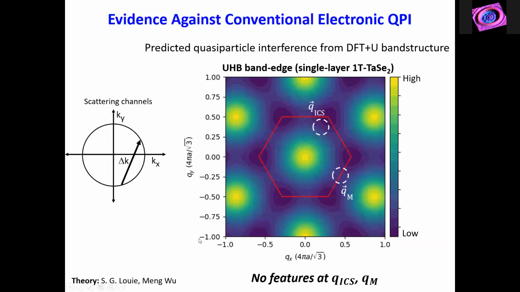When we calculate the predicted quasi-particle interference for 1T-TaSe2, which was done by our theoretical collaborators, this is what you see. And you see that there are no features near the CDW wave vector or the M point of the Brillouin zone. And so we think that quasi-particle interference does not explain these results.